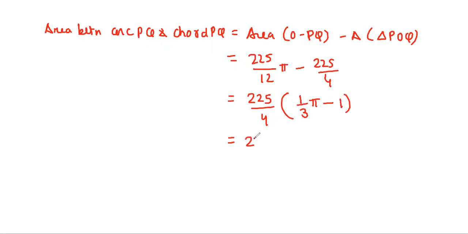So I can finally write this as 225 upon 4 into pi upon 3 minus 1 square centimeter. This is our required area. So let us make a box.